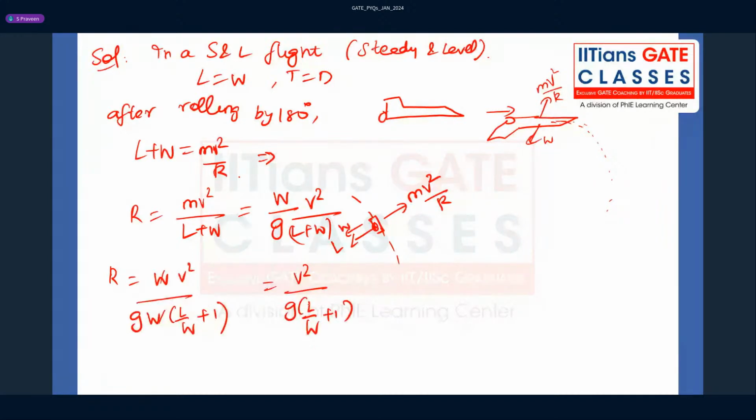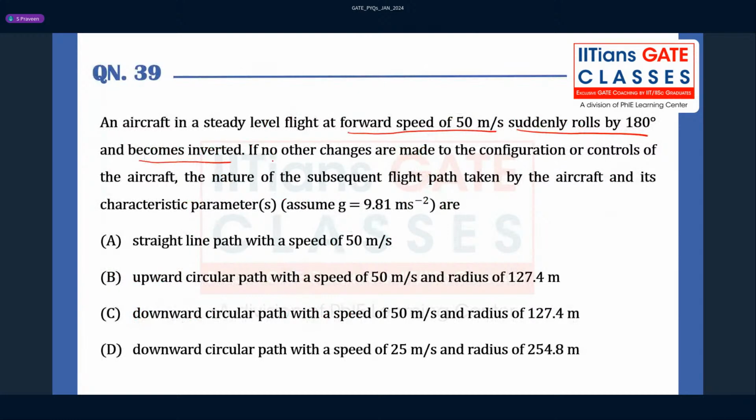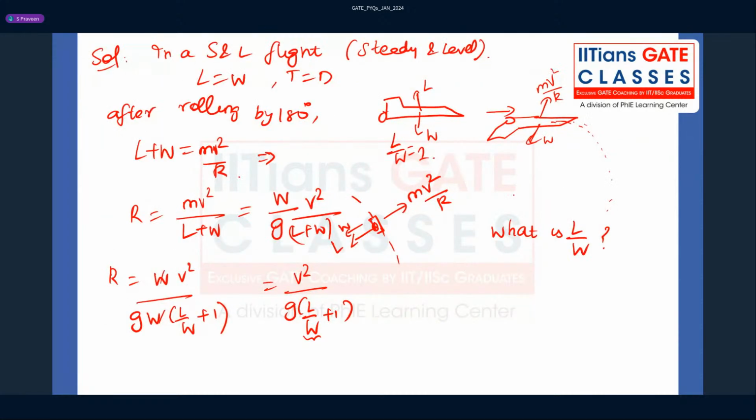So we have to first determine what the value of L by W is, right? See, he says initially it is an SNL flight, so lift will be equal to weight, which means L by W is simply 1. But note that he's saying, if I go back to the question, if no other changes are made to the configuration, then the L by W ratio is fixed. So L by W is still equal to 1, and this is obtained from the question. So please be careful. We are not making it up. This is obtained from the question.